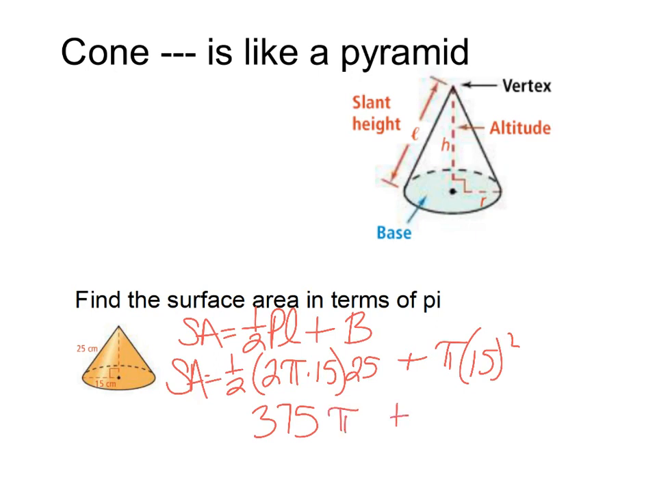Plus, over here, 15 squared is just 225. So that's 225 pi. Add the 225 to the 375, and you end up at 600. My surface area on this is 600 pi centimeters squared.